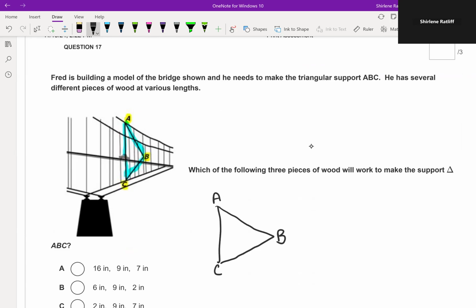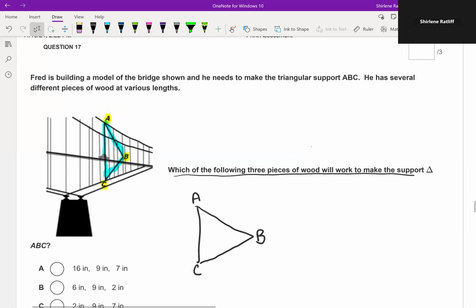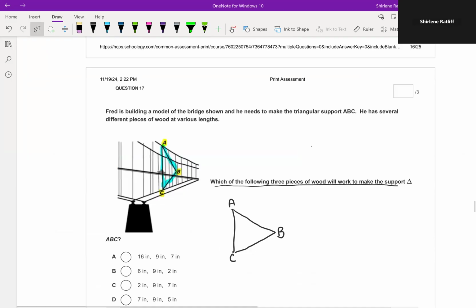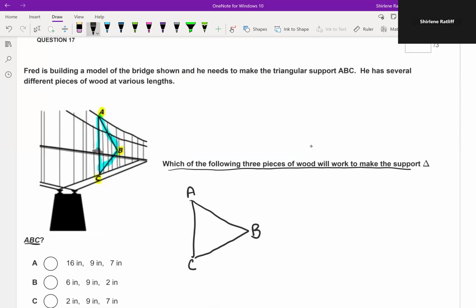Okay, it's really cool that it's inside of this bridge, but all you care about is the triangle. Here's what it says. Fred is building a model of the bridge shown, and he needs to make the triangular support ABC. He has several different pieces of wood at various lengths. Which of the following 3 pieces of wood would make the support for triangle ABC? Y'all, that got put down here.